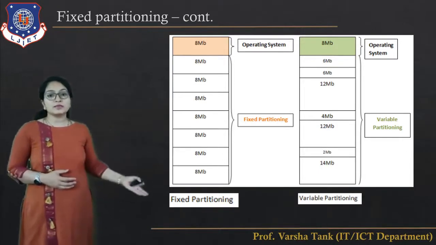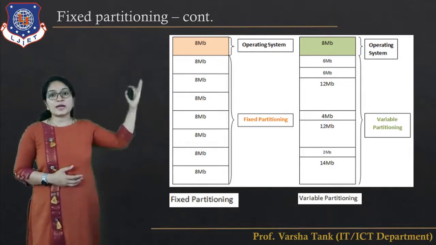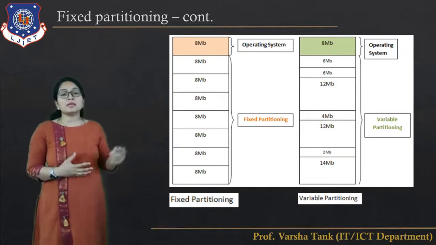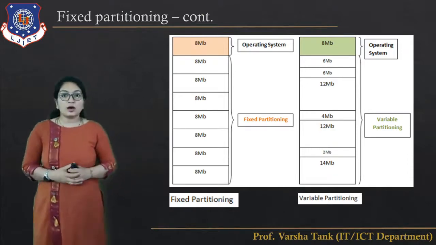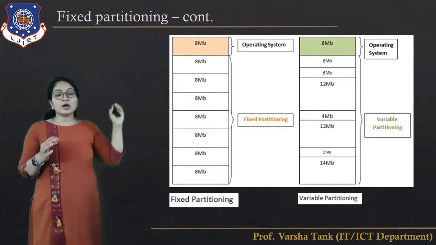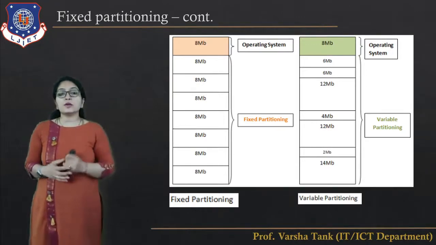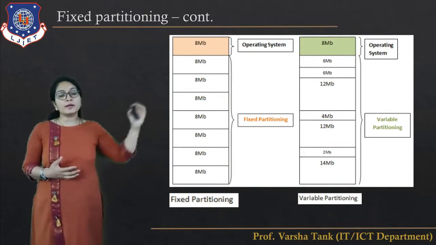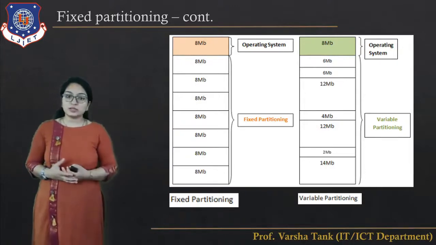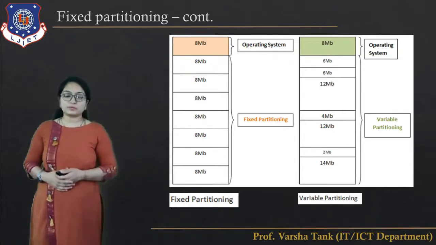Now here you can see this figure shows examples of contiguous partitions. For example, this is the fixed partition and this is the variable partition. Here you can see the fixed partitions of 8 MB, 8 MB, 8 MB, 8 MB. So this total of 64 MB is divided into these fixed partitions of equal size. In the first partition, the operating system always resides. And here is the example of unequal partitions, where again the operating system resides in the first partition, but these partitions are always fixed.